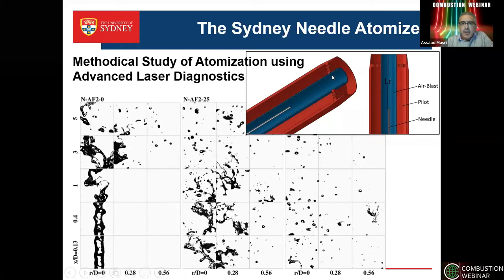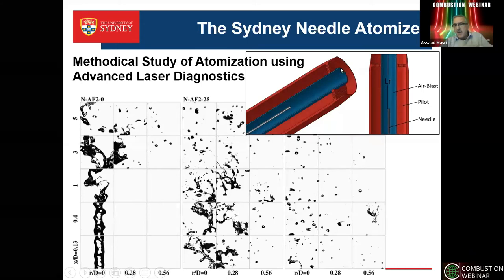And then if you recess the liquid needle upstream, then the atomization process is hidden within the air blast stream. And what you have at the exit plane are conditions that can be of intermediate droplet density or even dilute, depending on how far you can recess that needle.